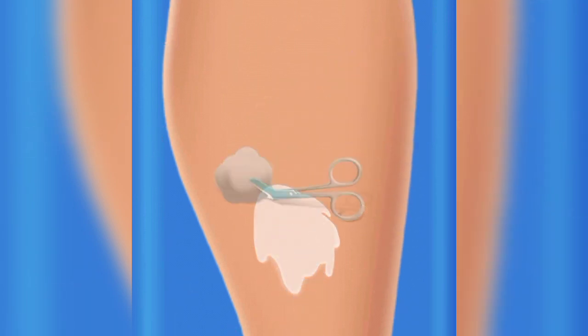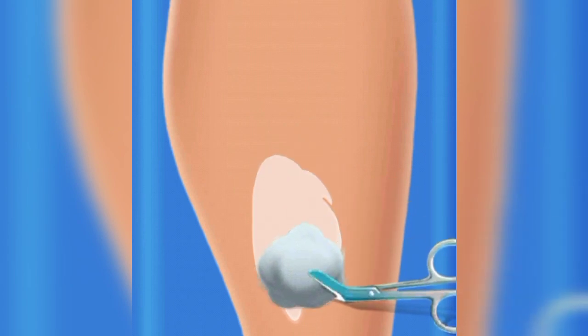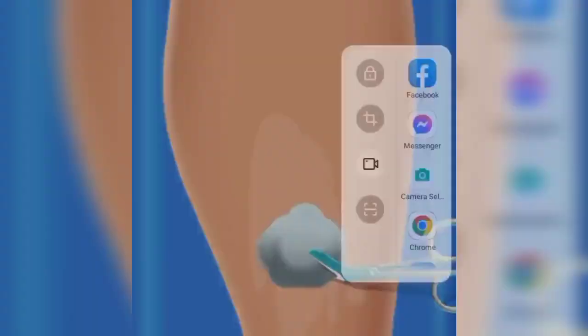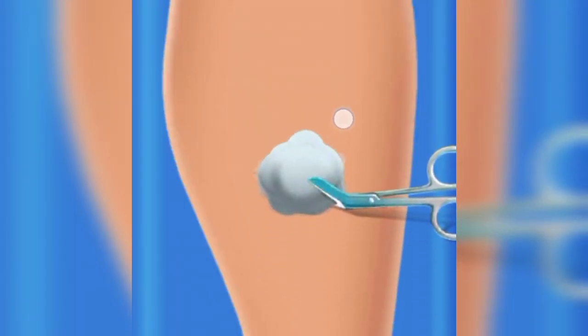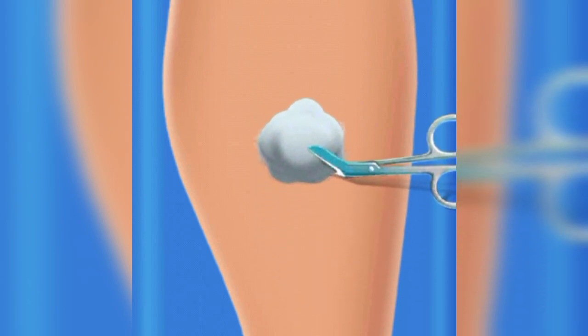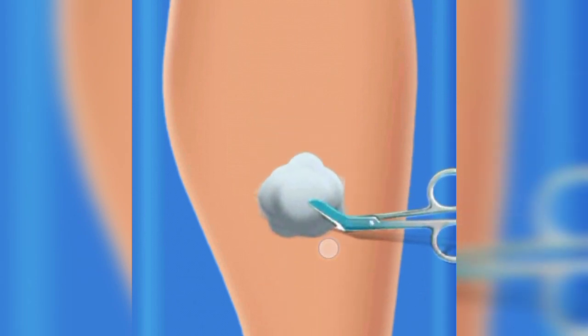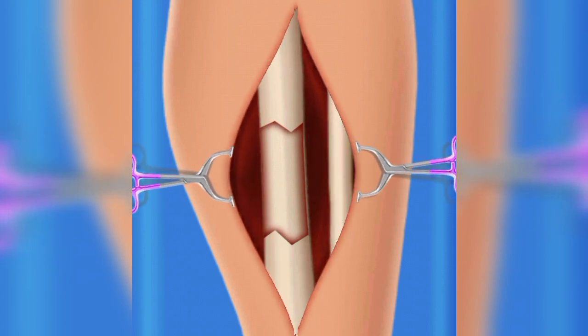Now we are clearing the point where you have to make an incision to see the bone and make a successful operation. Now we are marking the point where we have to apply our incision. So we have cut the leg successfully. Now we are opening the bone to see what has happened to the bone.